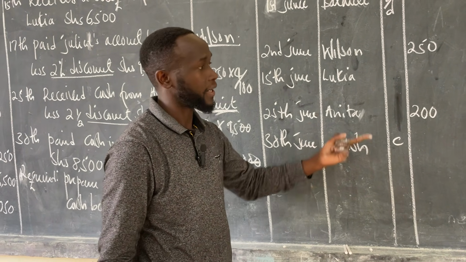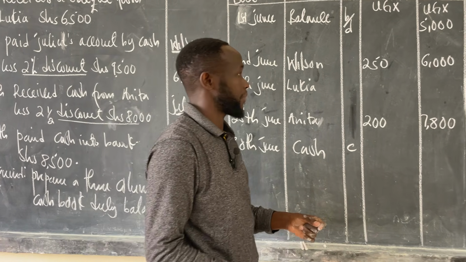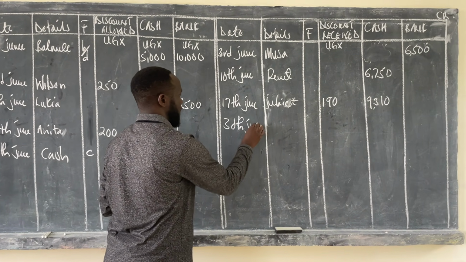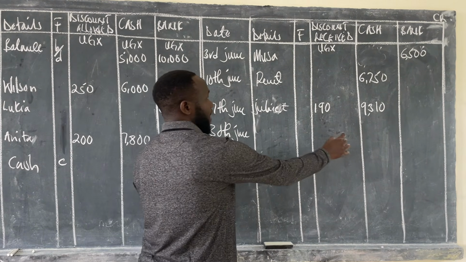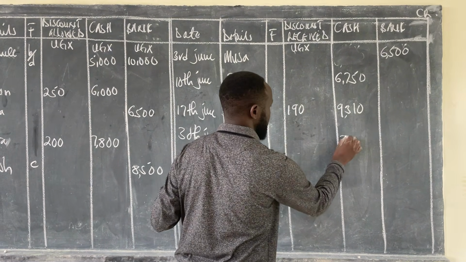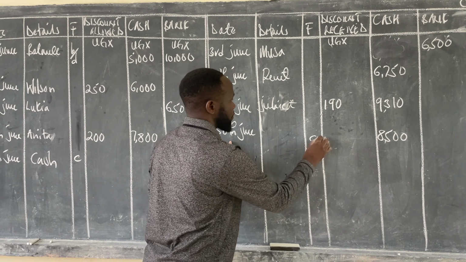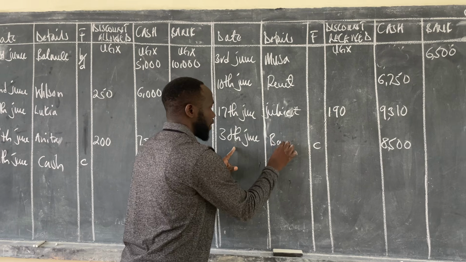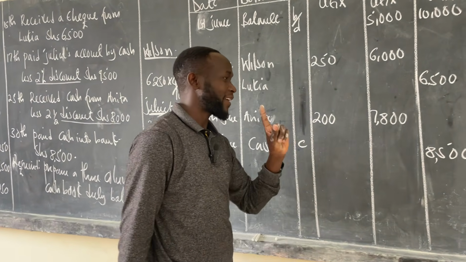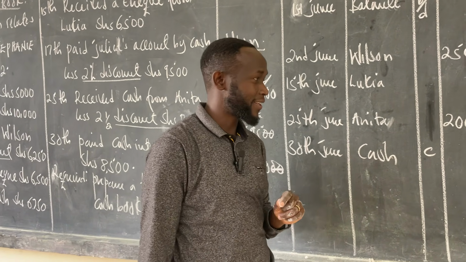After writing it here, kindly go to the opposite side, which is the CR side, and do the same treatment. So it is the 30th of the same month. Now it is the cash account that lost 8,500. It is a contra entry. It lost it to bank. That's how we treat a contra entry. And after writing that, join me as we are going to balance this three-column cash book.